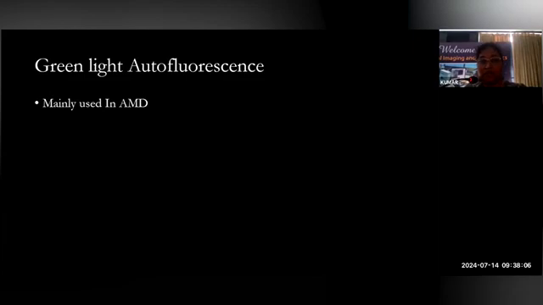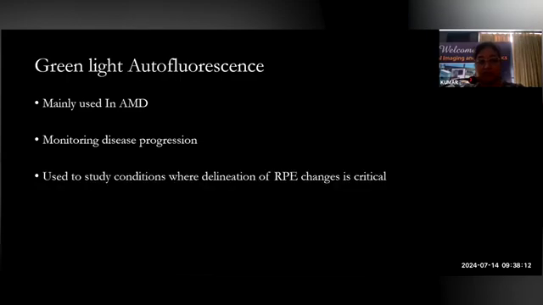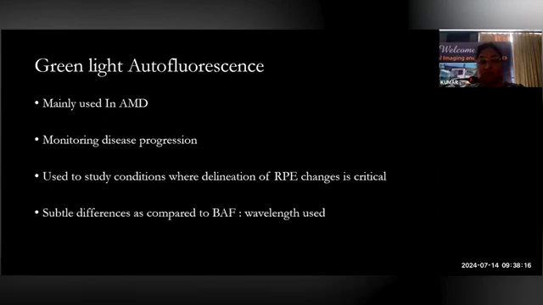The green light autofluorescence is mainly used in AMD. It is also used as quantitative autofluorescence. It is used to monitor disease progression and to study conditions where the delineation of RPE changes is very critical. There are subtle wavelength differences compared to the blue light autofluorescence. Blue light and green light autofluorescence use wavelengths which are close by, but the images cannot be used interchangeably.